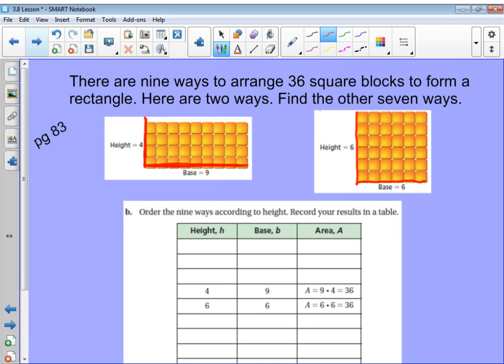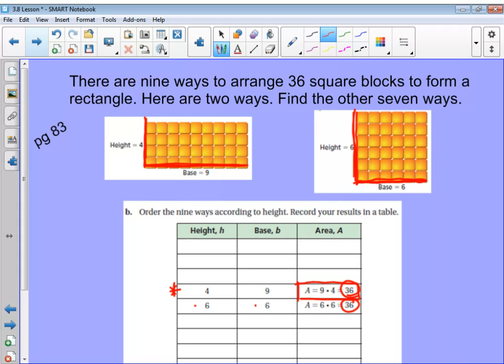So here they wrote out 4 for the height. The base was 9. And then we filled out our little area equation. Area, which is what A stands for, equals 9 times 4, or you could have written it as 4 times 9, which gave us the 36 blocks total that we used. So remember, the area of a rectangle is base times height. They did the same thing with the second one that you see on the right side of your screen. Only this time the height was 6, and then they were able to stack 6 across. So they wrote 6 for the height, 6 for the base, and the area is 6 times 6, which once again gave us the 36 blocks.